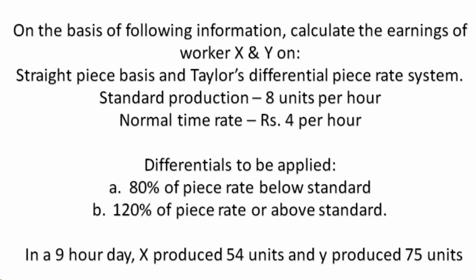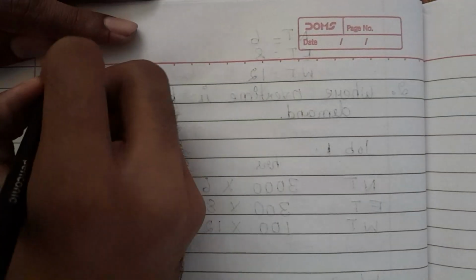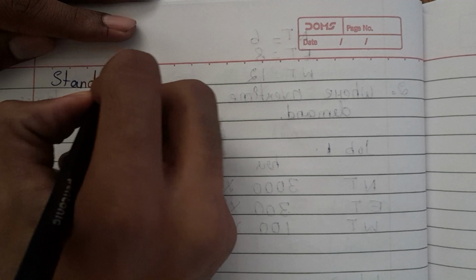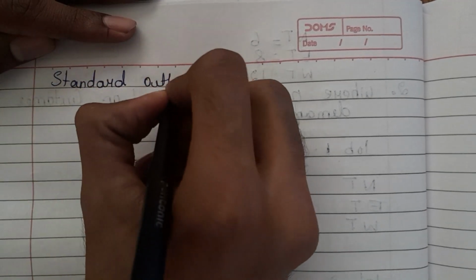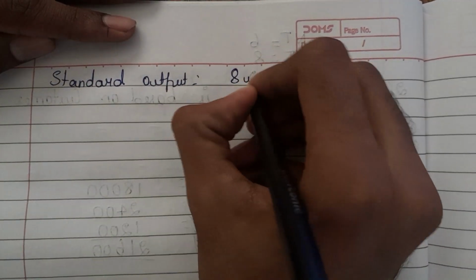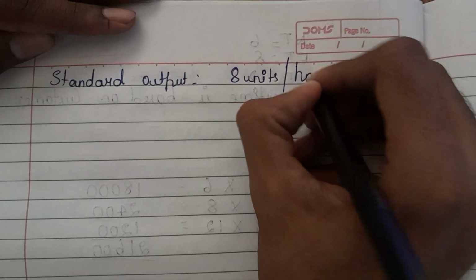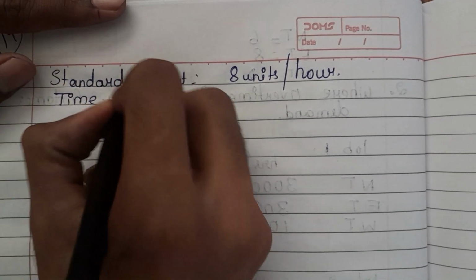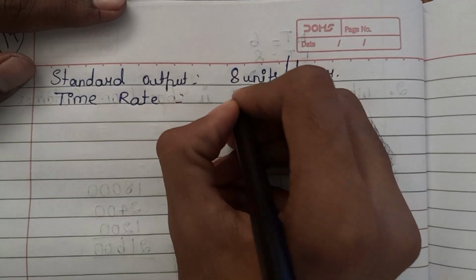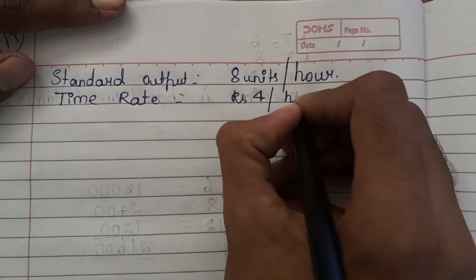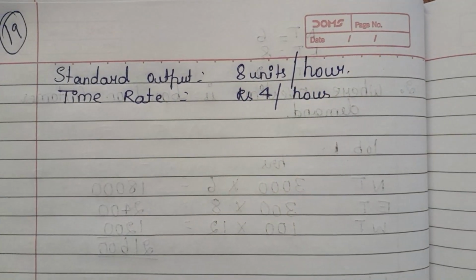So the two workers X and Y are working for 9 hours, and in that X has produced 54 units and Y has produced 75 units. Now see here, they have given the standard output. What is the standard output they have told? The workers need to produce 8 units per hour. Then they have told that the time rate is rupees 4 per hour, so they are paying rupees 4 per hour.